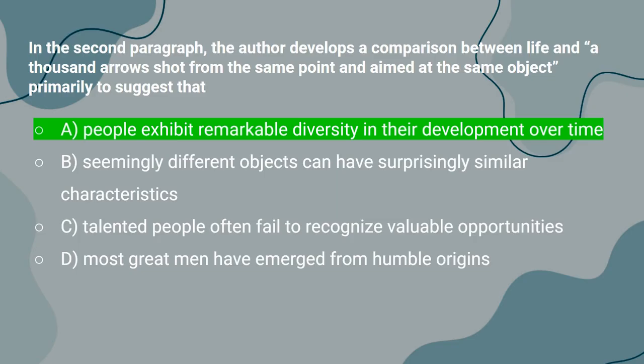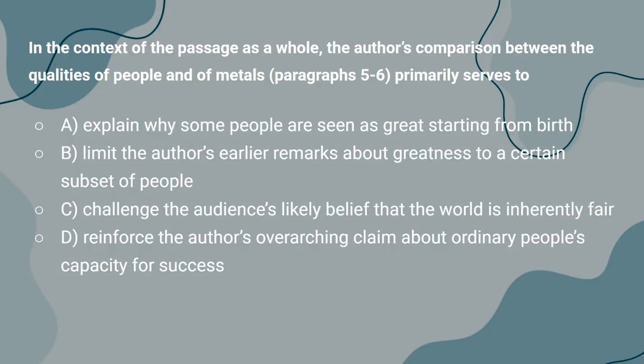This is a more challenging one, but it still isn't that terrible. As long as you understand the idea of the quote, then you should be fine. But again, you have to use the context of the paragraph to do that. In the context of the passage as a whole, the author's comparison between the qualities of people and of metals primarily serves to do what? So in 5 to 6, as you guys read, there is a comparison between people, metals, and their qualities. So what does it serve to do?